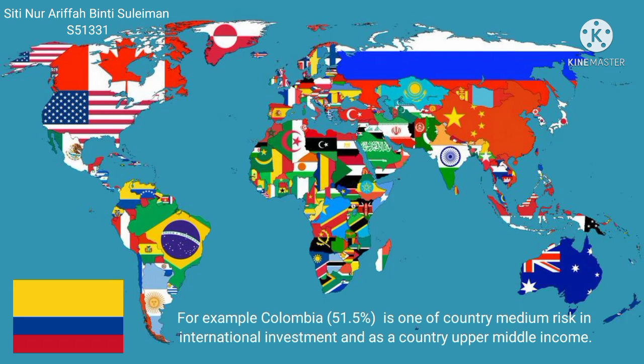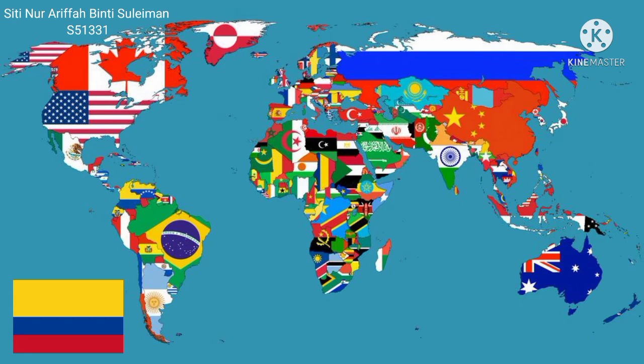For example, Colombia, 51.5%, is one of the medium risk countries for international investment, and is an upper middle income country. It's because Colombia's consistently sound economic policies and aggressive promotion of free trade agreements in recent years have bolstered its ability to weather external shocks.